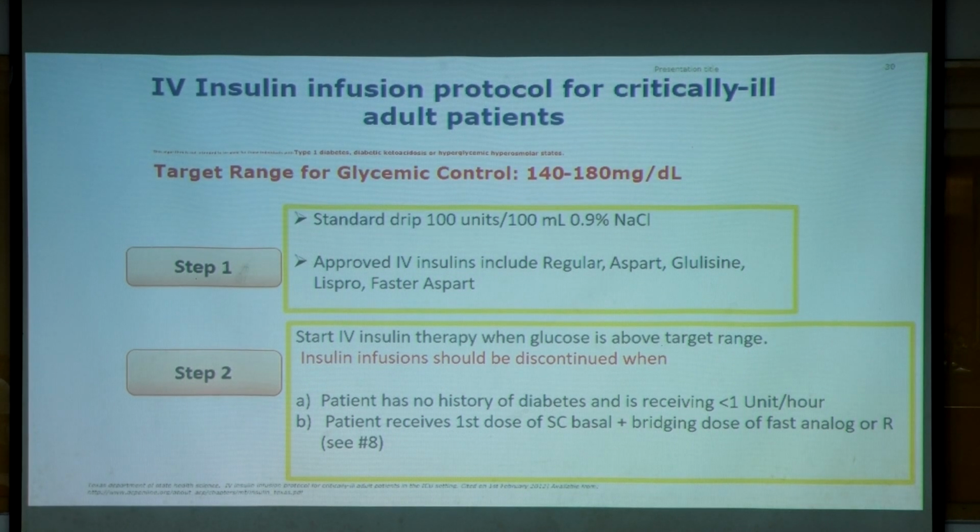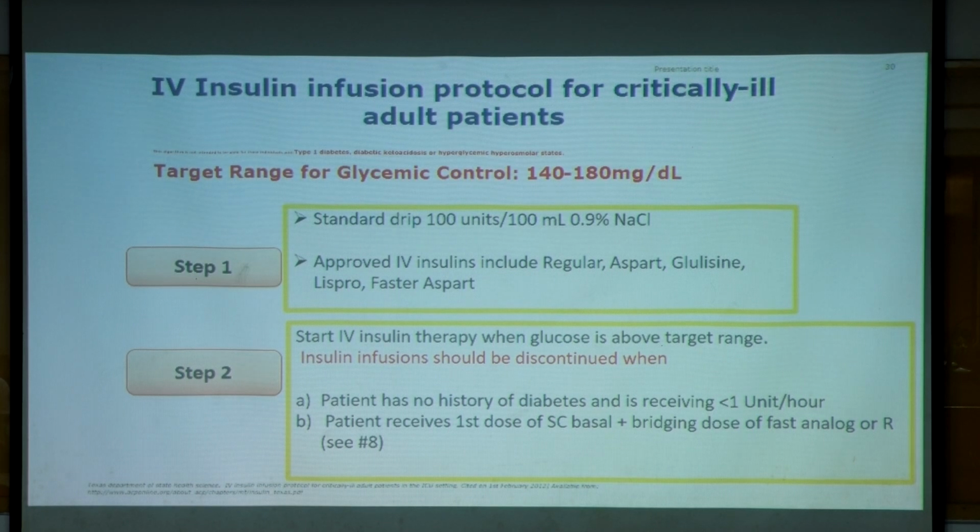Step 1: standard drip, 100 units of insulin with 100 ml of normal saline, mix it. The approved IV insulin is short-acting insulin analogs. You have aspart, glulisine, lispro injection, and fast-acting aspart also. All these can be used in the IV preparation.